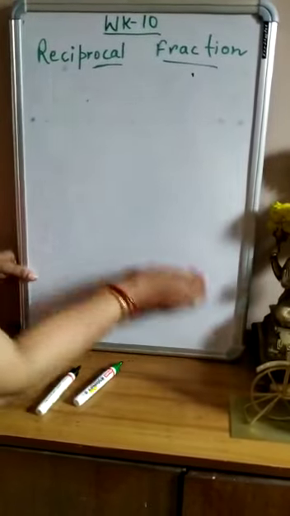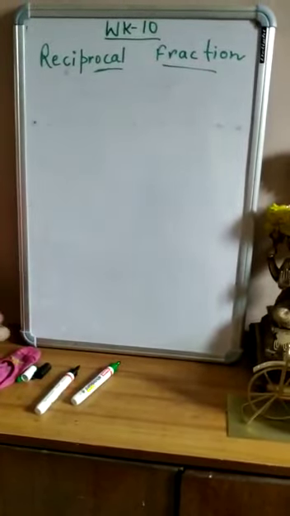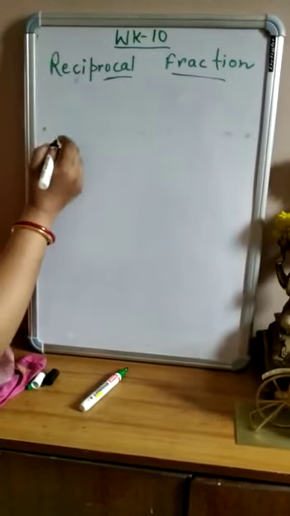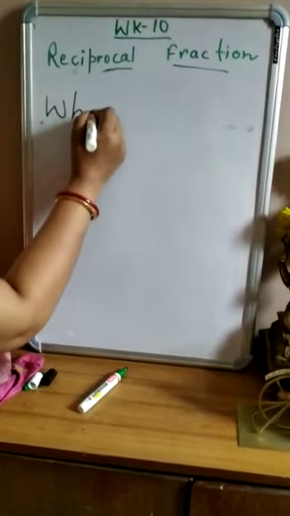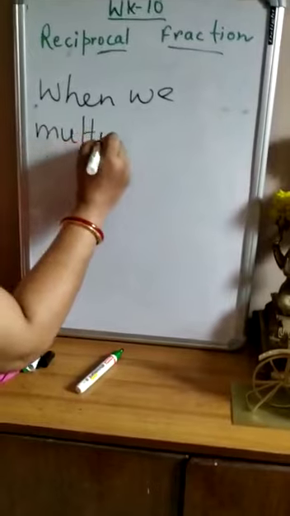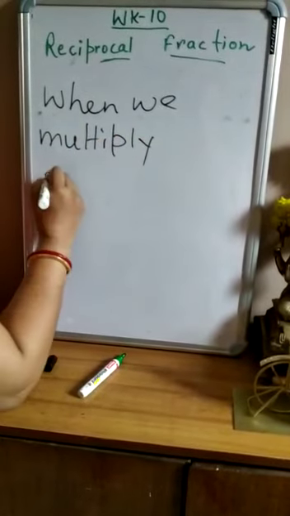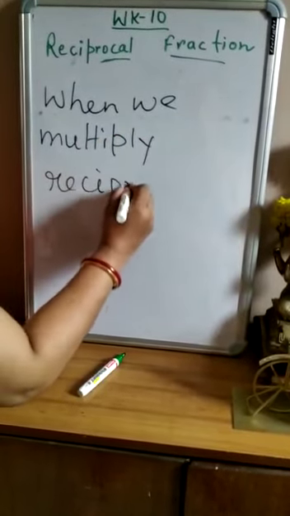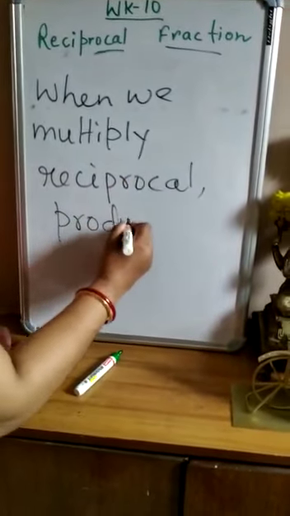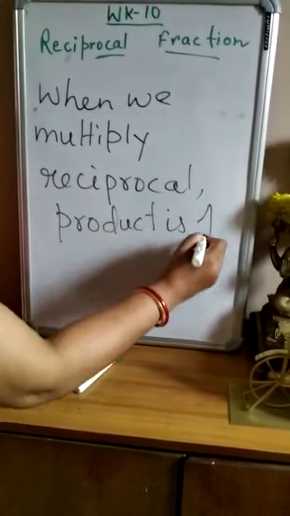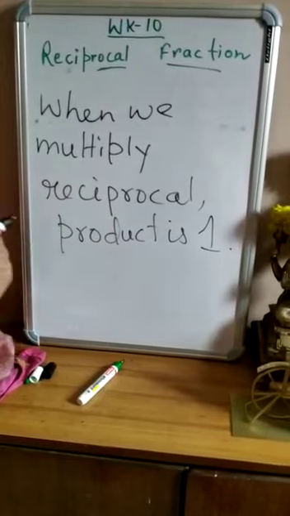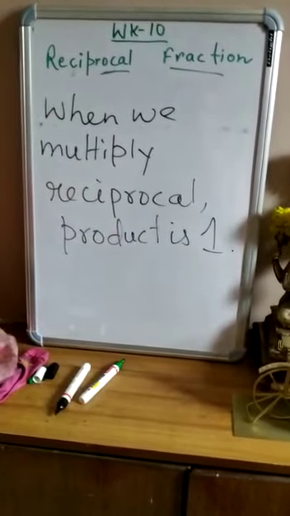So what do we learn? What do we observe from these two examples? When we multiply reciprocals, the product is always 1. Remember that. When we multiply the reciprocals, the product is always 1. Okay, children?